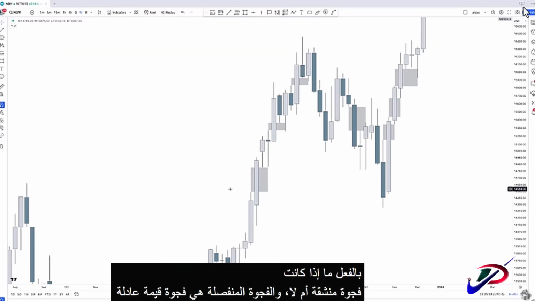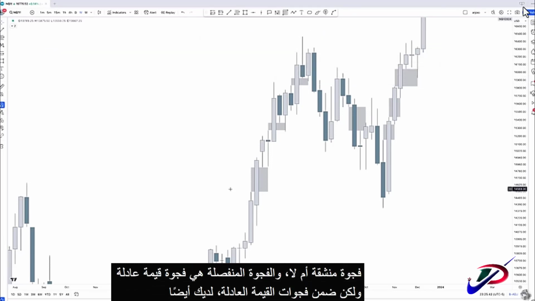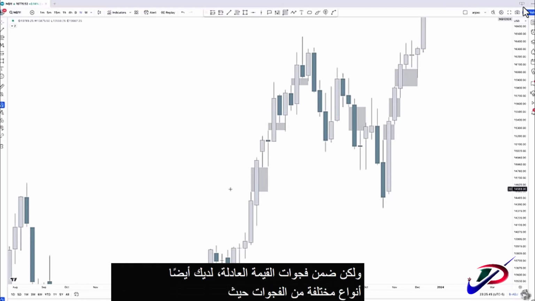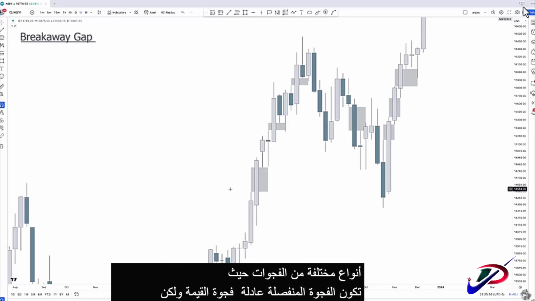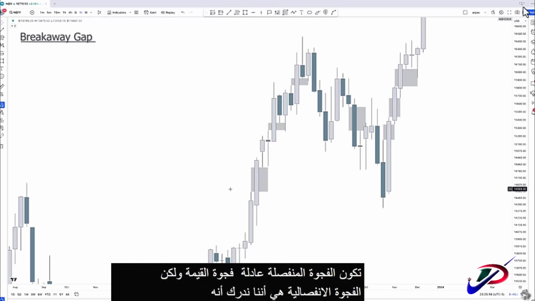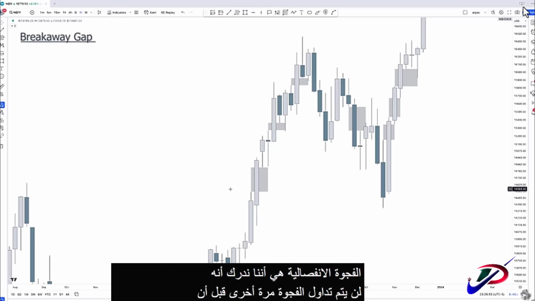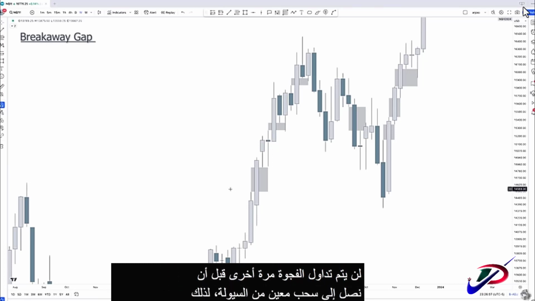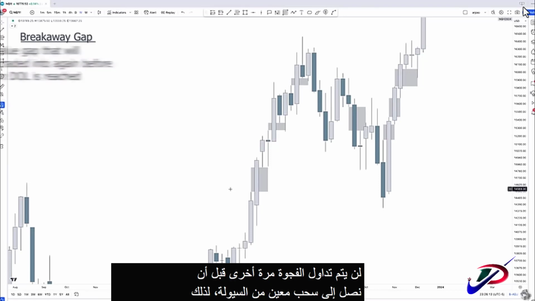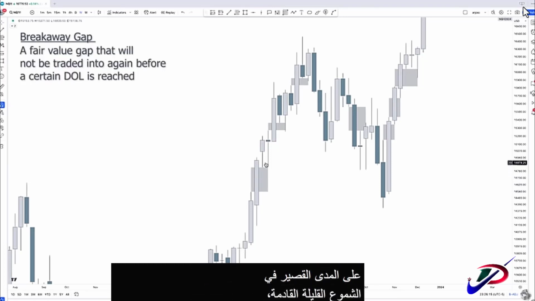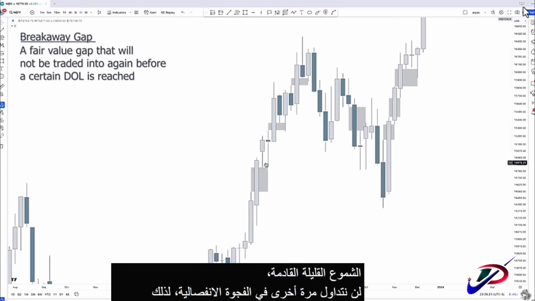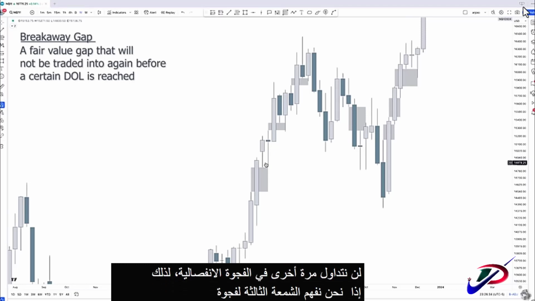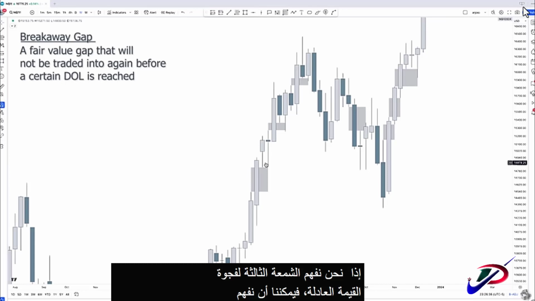A breakaway gap is a fair value gap, but within fair value gaps, you also have different kinds of gaps, where a breakaway gap is understanding that the gap will not be traded back into before we reach a certain draw on liquidity. So in the short term, in the next 2-3 candles, we will not trade back into a breakaway gap. So if we understand the 3rd candle of a fair value gap, then we can have a great idea already if that fair value gap is actually a breakaway gap.